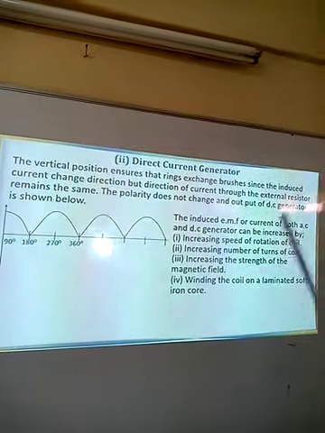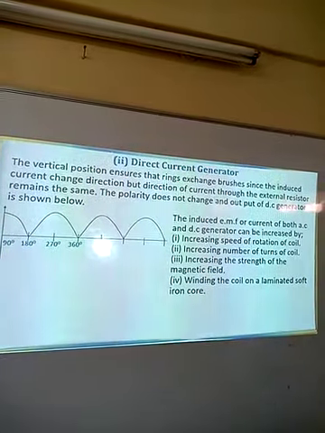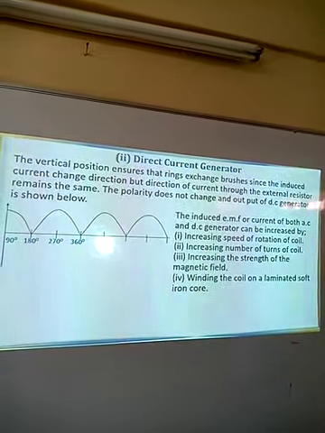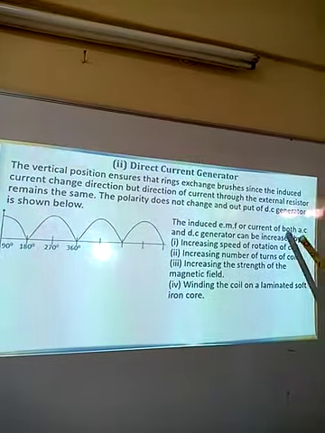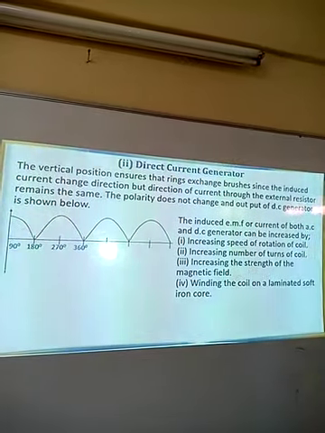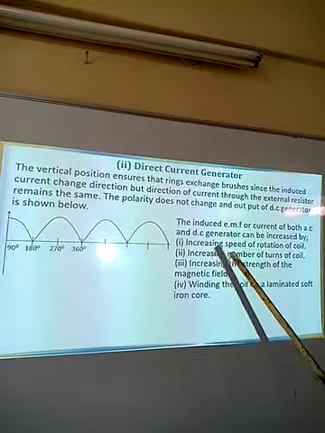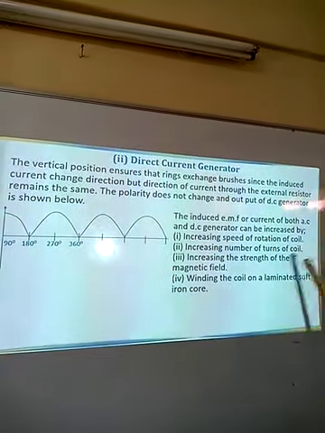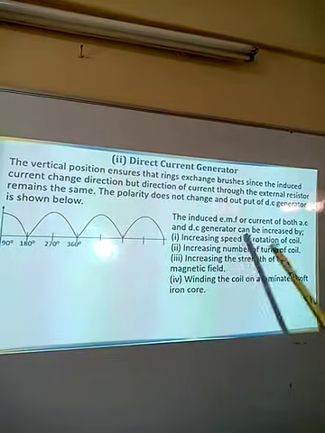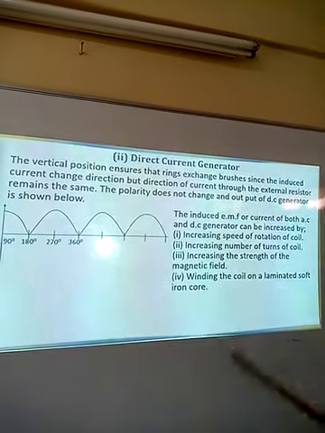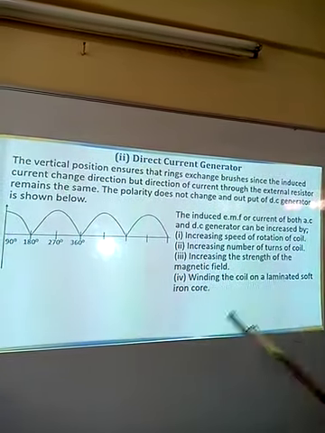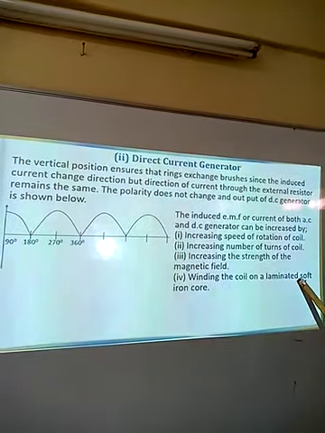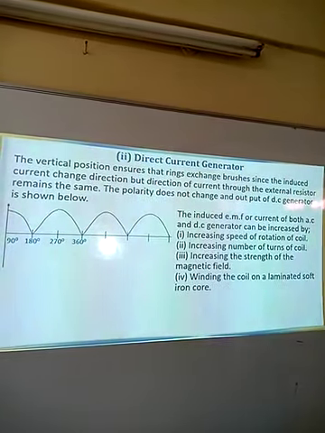Then, in both AC and DC generators, EMF is controlled or can be increased by the following. One, increasing the speed of rotation of the coil; two, increasing the number of turns of the coil; three, increasing the strength of the magnetic field; and finally, winding the coil on a laminated soft iron core.